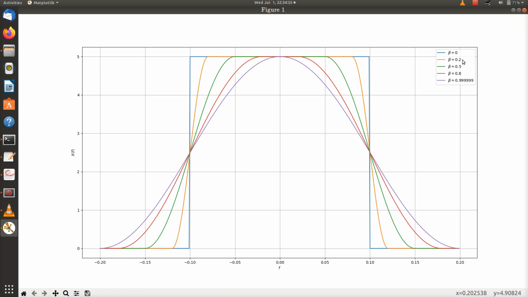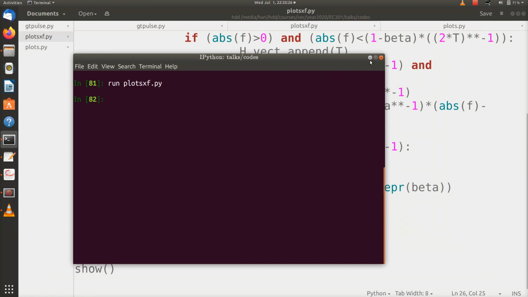So this is the value for beta equal to 0.2, and this is the value for beta equal to 0.5, and this for beta equal to 0.8. This red curve is for beta equal to 0.8, and this violet curve is for beta equal to 1. It is almost 1. So this is how my raised cosine spectrum behaves. Okay, I hope you understood this. You try to run this code and appreciate that.